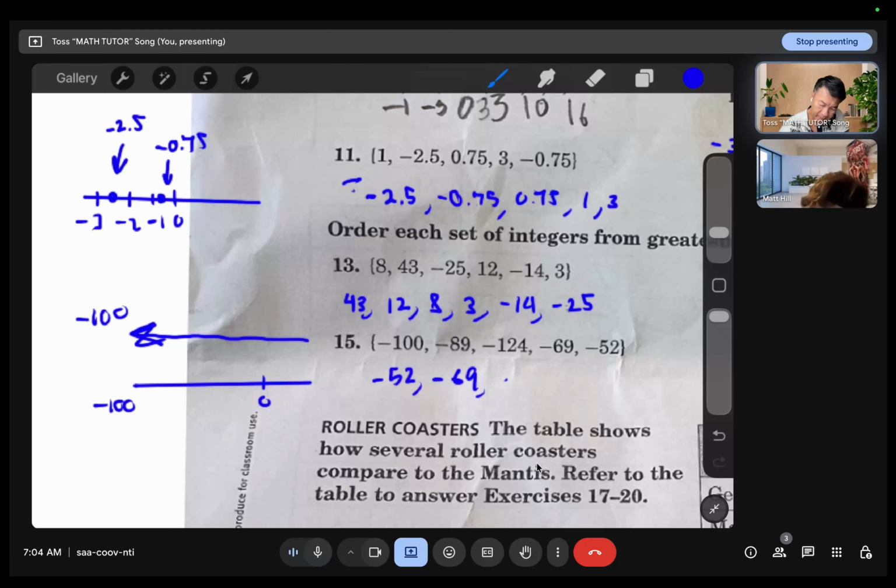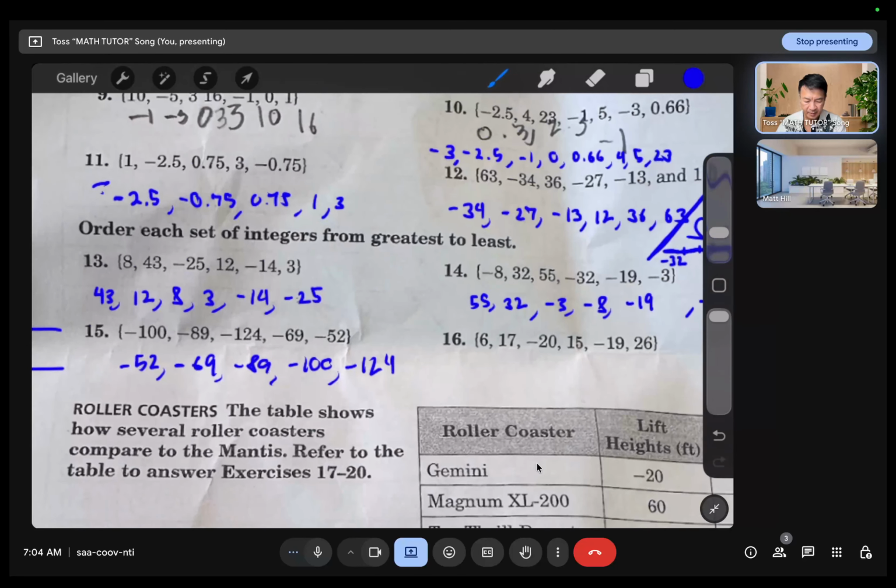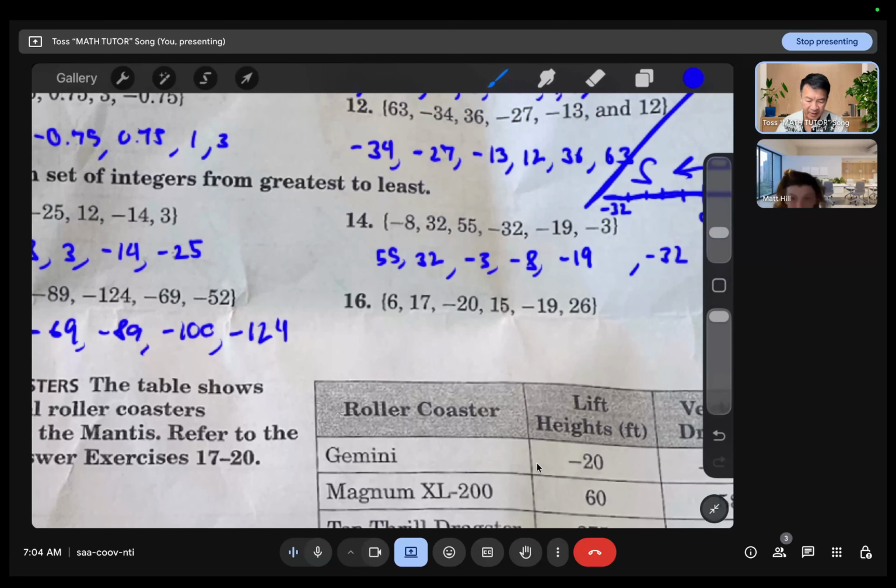89, yep. Then 100. Then 124. There you go. Negative, all negative, okay? Yeah, you got it. All right, now they're mixing it up again.